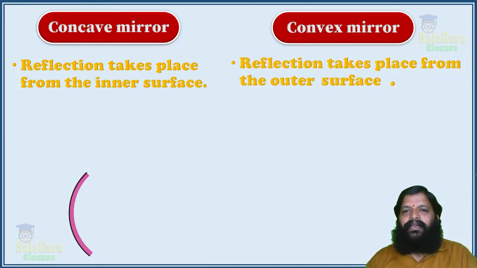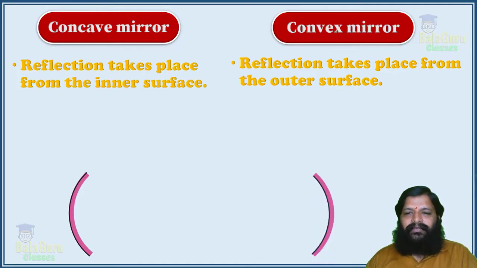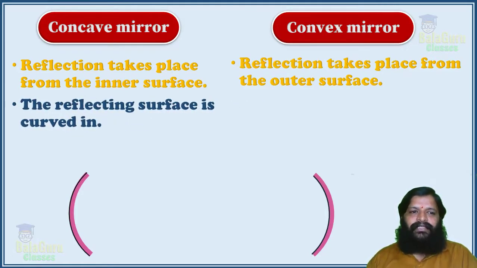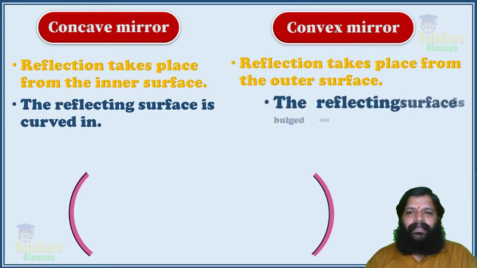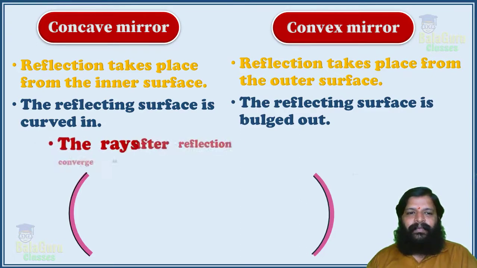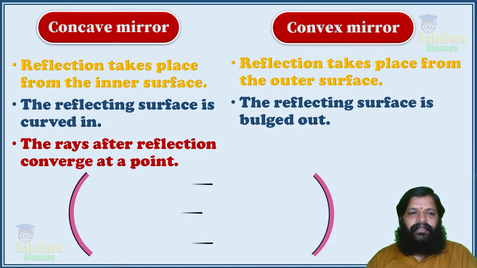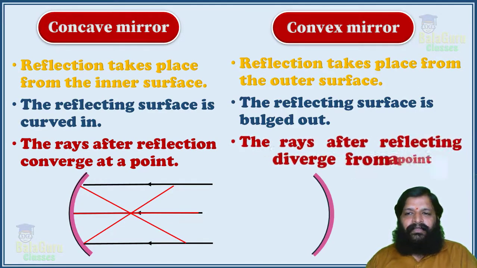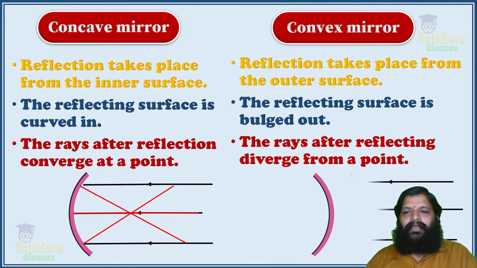In a convex mirror, reflection takes place from the outer surface. In a concave mirror the reflecting surface is curved in; in a convex mirror the reflecting surface is bulged out. In a concave mirror the rays after reflection converge at a point. In a convex mirror the rays after reflecting diverge from a point. See here, they are diverging.